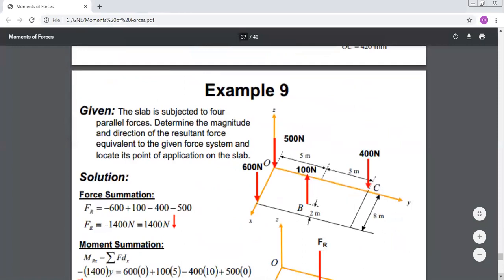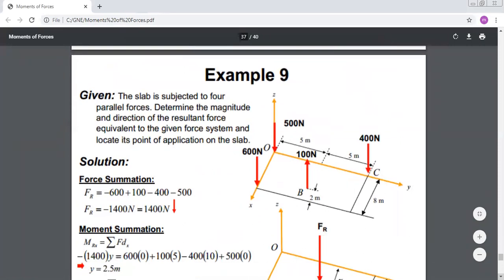Okay, let us do an example on this. We have the following plate subjected to 4 parallel forces. Determine the magnitude and direction of the resultant force equivalent to the given force system and locate its point of application on the plate. So here we have a plate subjected to several forces. We want to reduce the system to only one force.